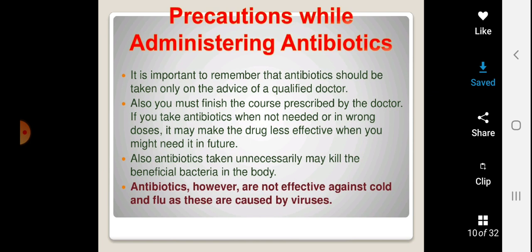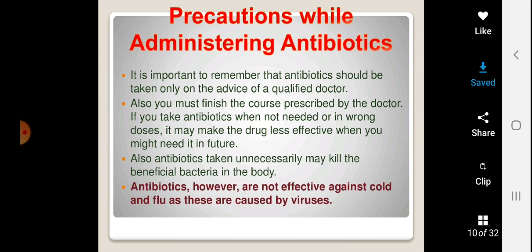Now before I go further, I want to say something about antibiotics. These antibiotics are used as medicine, so one has to be quite cautious while using them. One should never take antibiotics on one's own. One should take only antibiotics prescribed by the doctor, because if the dosage is too high, they may have an adverse effect on your health. Antibiotics should be taken only on the advice of a qualified doctor. Also, you must finish the course prescribed by the doctor.